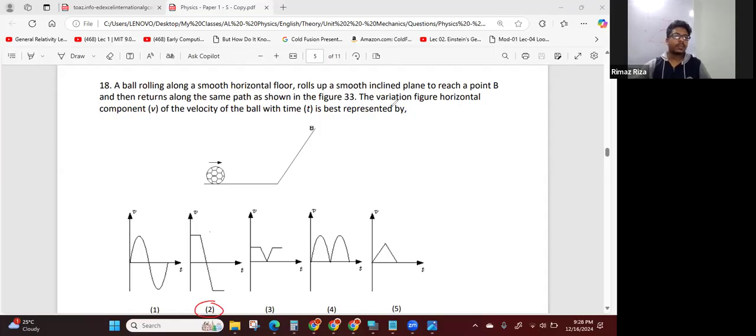Here, if in case they ask for the magnitude of the horizontal component, then the answer will be the third one. Regardless of the direction, you consider only the magnitude. Is that clear, guys? Okay, good. I got the correct answer from everyone.